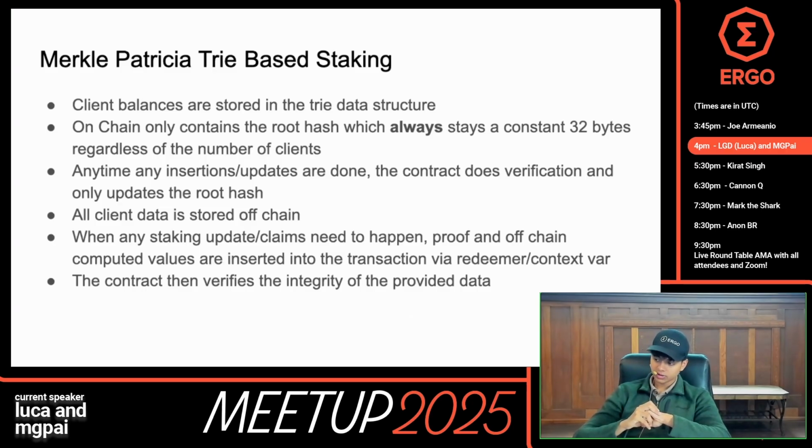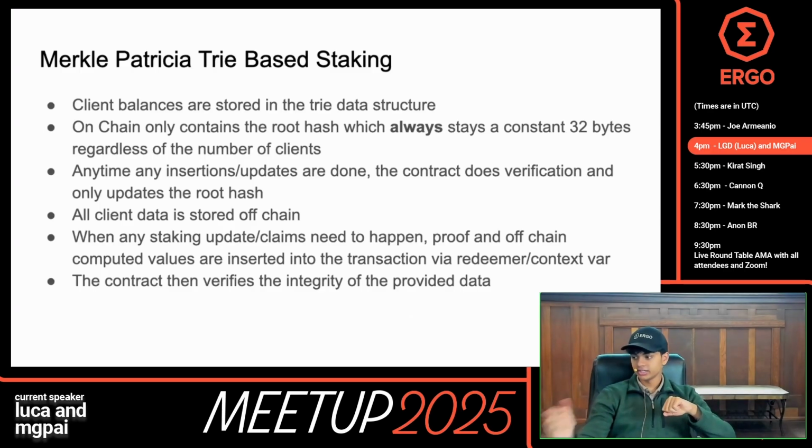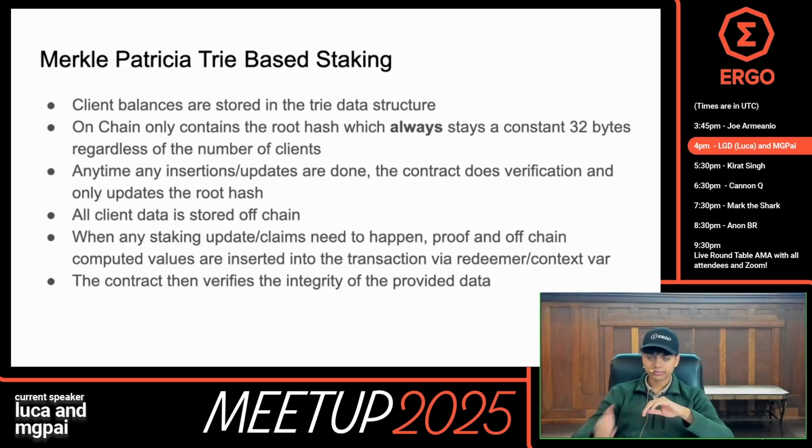And this is possible because, as I have in this slide here, whenever you do any staking, you provide the actual raw data. It's done through something called the redeemer on Cardano, or on Ergo it's called a context variable, and it's the same thing. It's just data that anyone can provide into a transaction when you build and submit it. There's some limit on the data that you can provide, and we provide the actual data within this constraint, right?